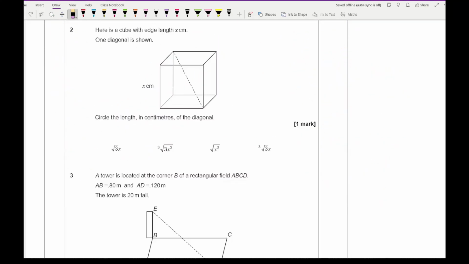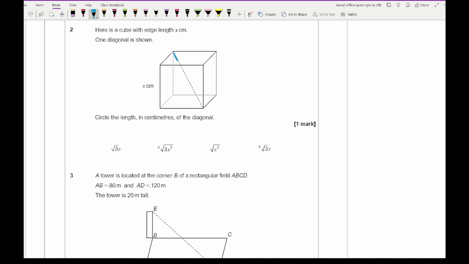Moving on to question 2, it says here is a cube with a length of x centimetres. One diagonal is shown. Circle the length in centimetres of the diagonal for 1 mark. Now I personally think this question is worth a lot more marks, but if you've had practice of working with 3D Pythagoras, then it should be relatively quick, but I think this question is massively undermarked.